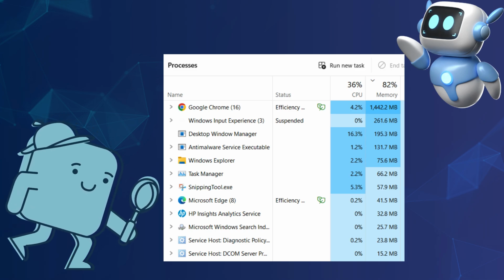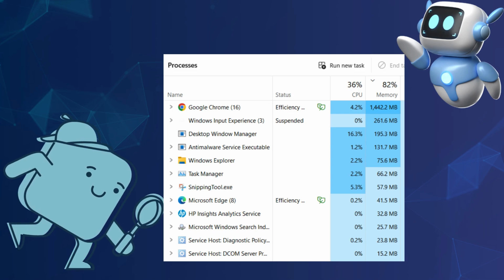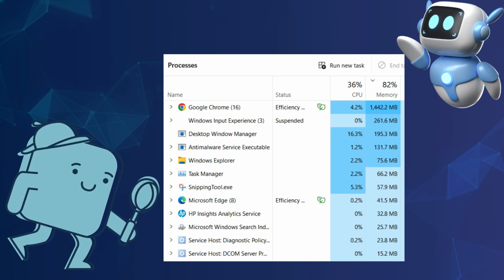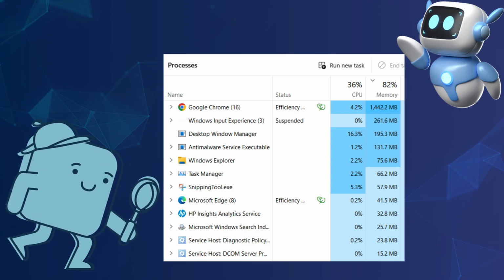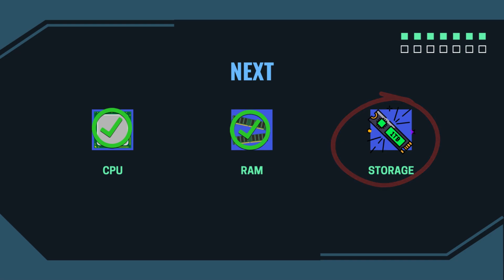This management ensures that all programs receive enough resources to function correctly without crashing or slowing down the system. We have completed the section on the RAM. Let's jump to our next topic, storage.